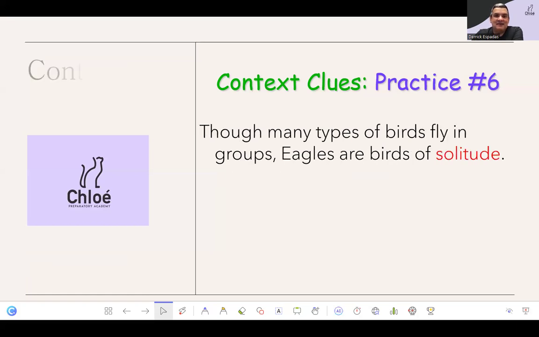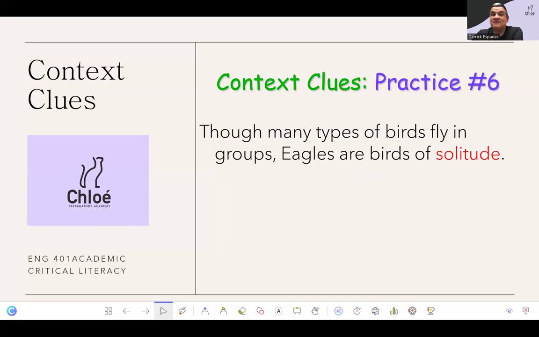Though many types of birds fly in groups, eagles are birds of solitude. Okay, so this might be a good antonym one. Many birds fly in groups. Eagles are different. So what would be the opposite of being in a group? And that would be solitude.